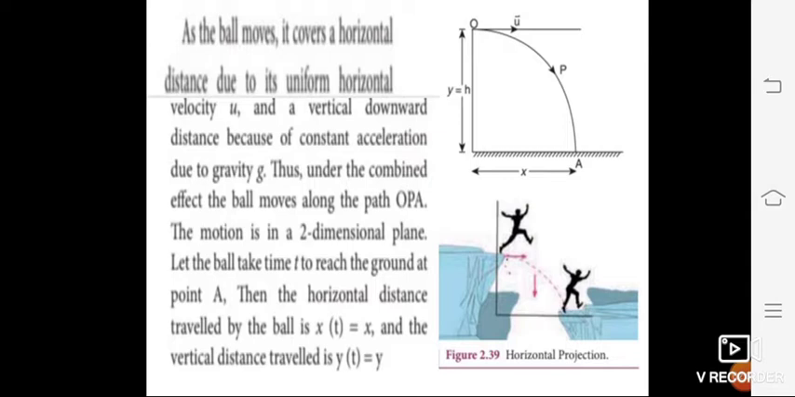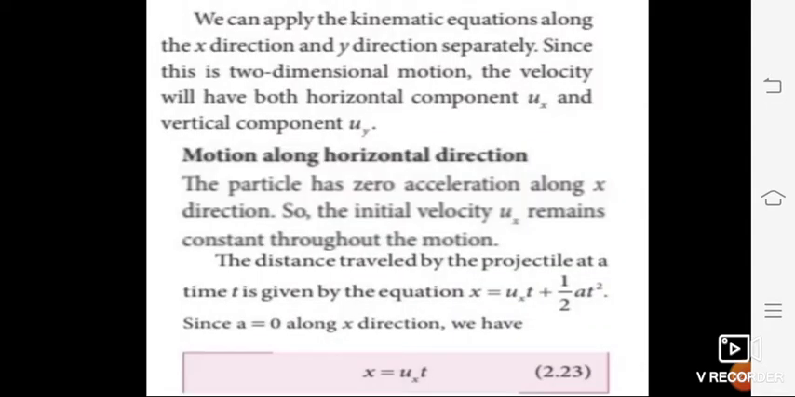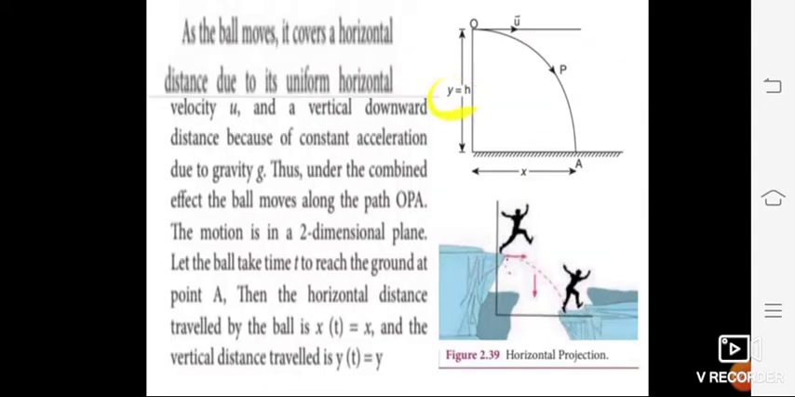Let the ball take time t to reach the ground at a point A. Now we consider the time taken by the ball to reach the ground, denoted by the letter t. Then how can you calculate the horizontal distance traveled by the ball? Horizontal distance means velocity into time. So the horizontal distance traveled by the ball is x of t, denoted by the letter x, and the vertical distance traveled by the ball is denoted by y, which is equal to h. So we can take y of t is equal to y.